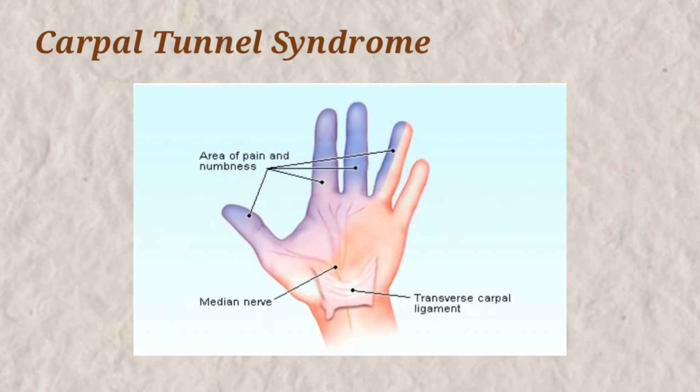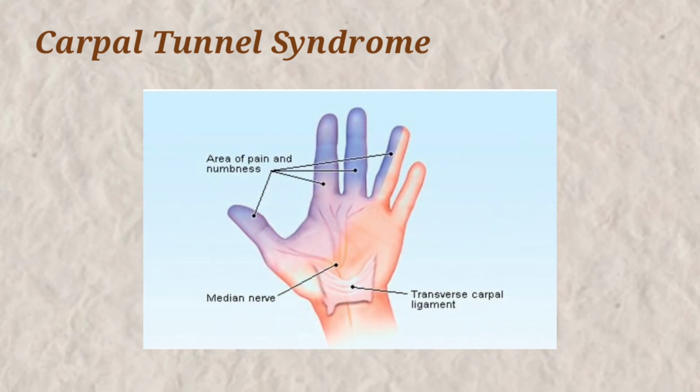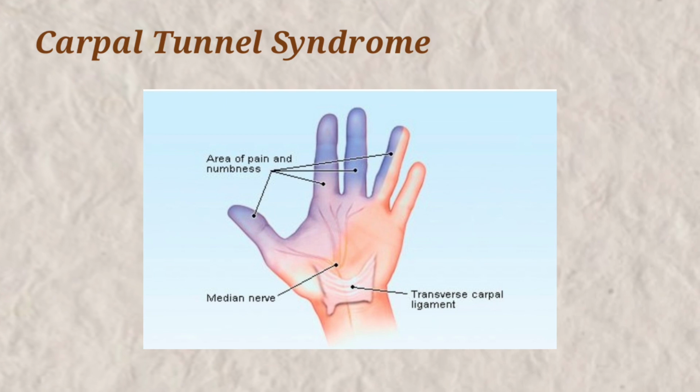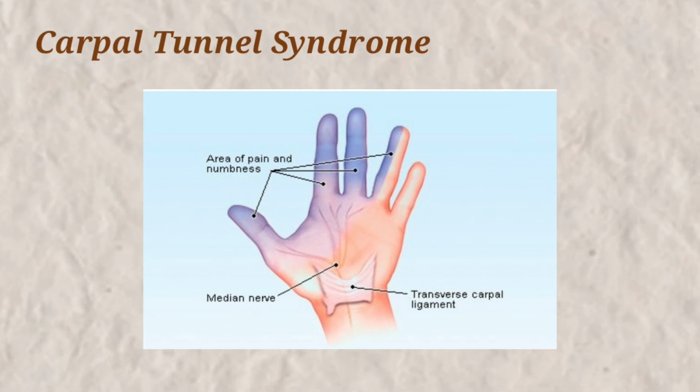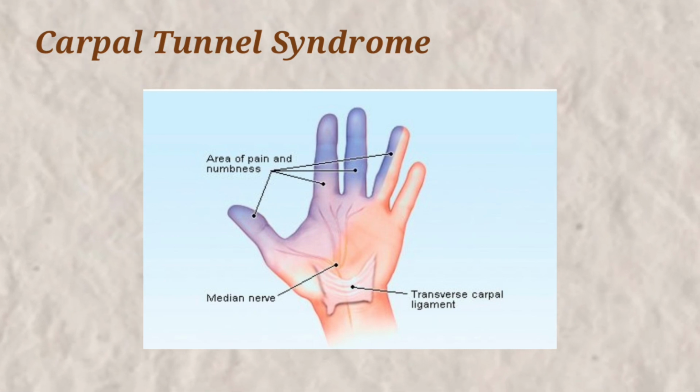The nerve compression consists of a burning pain or pins and needles sensation along the distribution of the median nerve to the lateral 3.5 fingers and weakness of the thenar muscles.